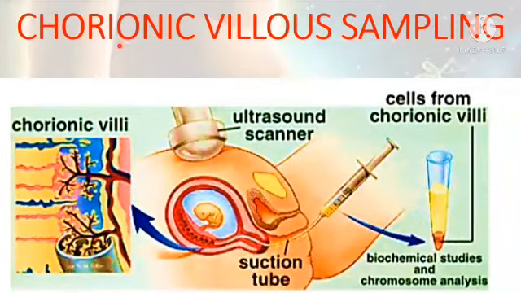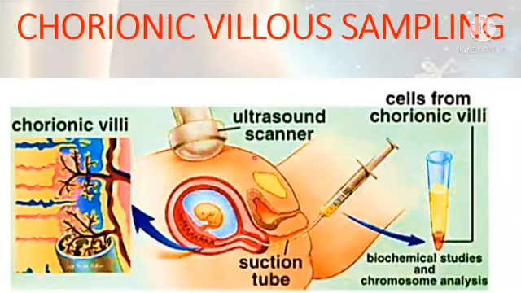The next invasive prenatal test is chorionic villus sampling. You have to know what chorionic villi are. See here some villi, finger-like structures. These are villi. These villi will have some epithelium. That epithelial cells will be collected in this procedure.